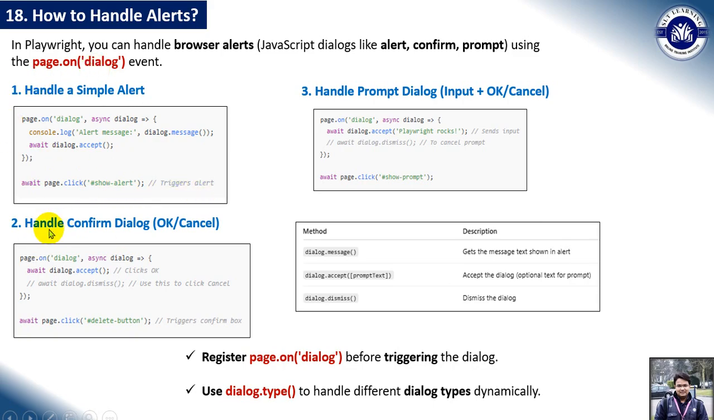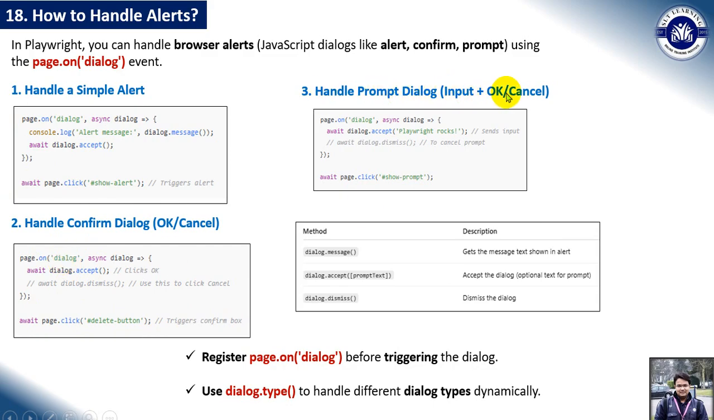Then another way is how you can handle the confirm dialog box, with okay and cancel. When you call dialog.accept, it will click OK, and dialog.dismiss will cancel the dialog box. You can use await page.click, and once you click on the delete button, you will see the accept or dismiss happen. So first you initiate the dialog box, and this is how you can handle either accept or dismiss using the dialog.